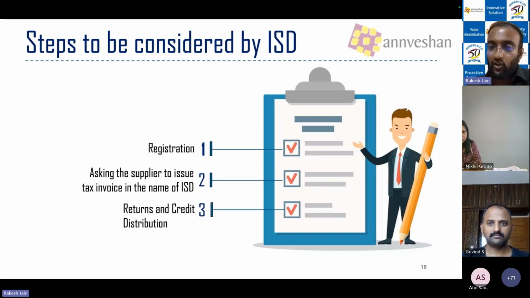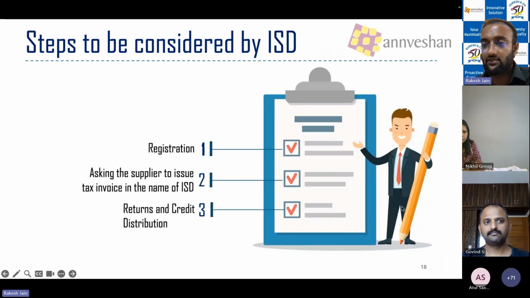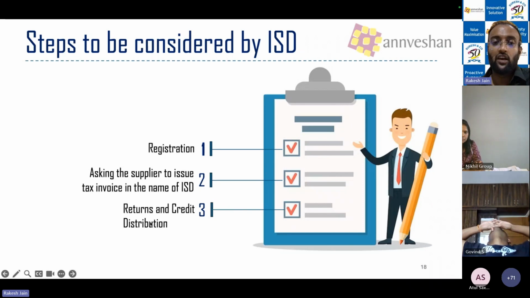Second, after obtaining the ISD registration, reach out to your suppliers and get it updated in their system or in their database that these services need to be billed to this GSTIN now, because it has to get auto-populated in GSTR 2B of the ISD. That is very important. So after obtaining the registration, reach out to your suppliers and get the database updated with the ISD GSTIN number. Next would be filing of returns and credit distribution, which we will cover in our further slides.